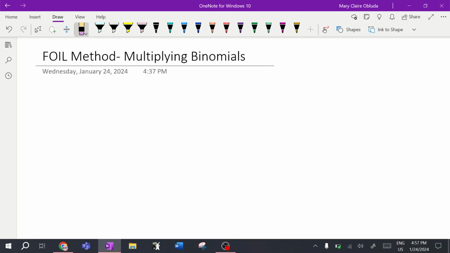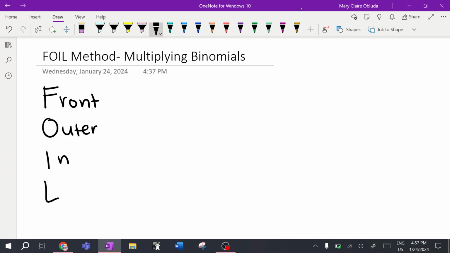Today we're going to be talking about multiplying binomials. So when we're multiplying two expressions times each other, it gets a little bit fishy with the distributive property, right? So we have to make sure we are multiplying each term correctly. So we're going to have to use the FOIL method to make sure we're doing that. So we have to do front, outer, inner, and last. So this is talking about what terms we're multiplying. Let's look at an example.